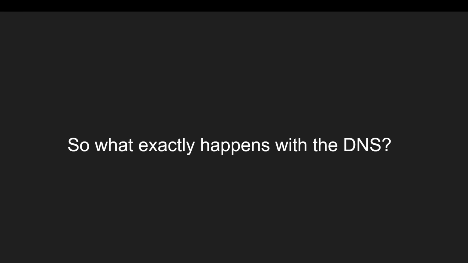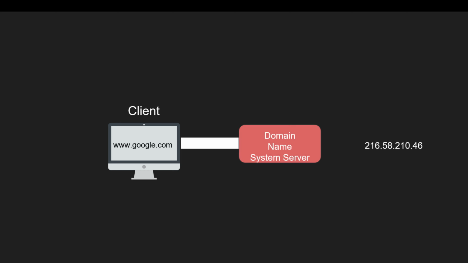Well, what exactly happens with the DNS? So imagine ourselves on the left, which is a client. We search up www.google.com. Well, the request first gets sent to the Domain Name System Server, which is the DNS, and then it'll spit out a bunch of numbers, which is specific to Google. So if you go ahead and search up 216.58.210.46, it will show you Google's home page.